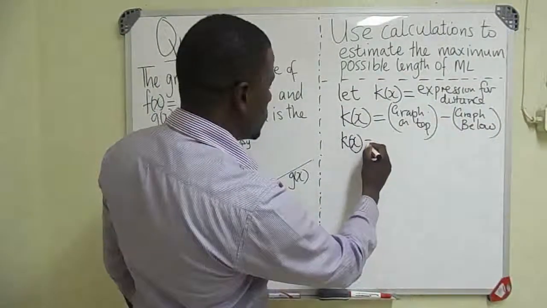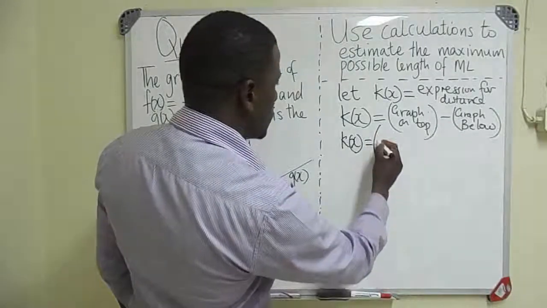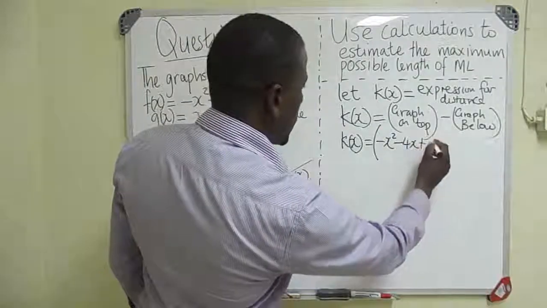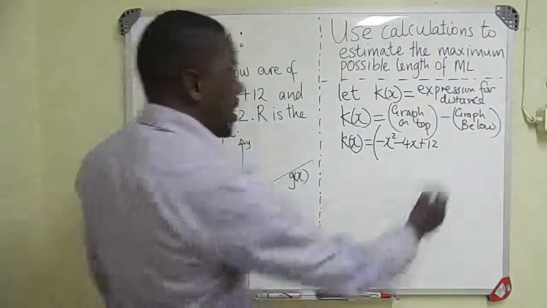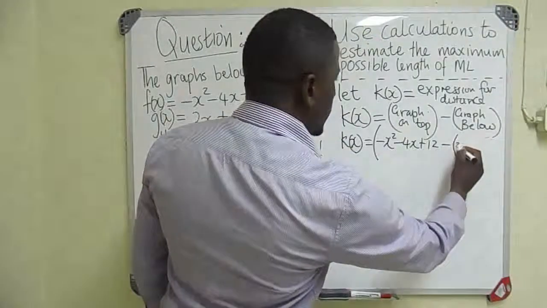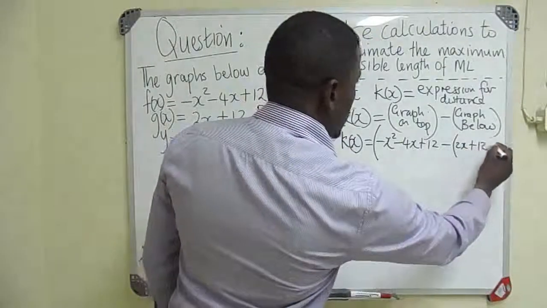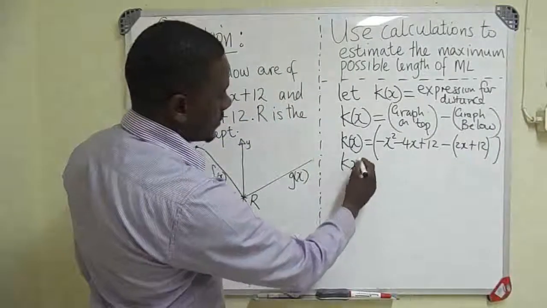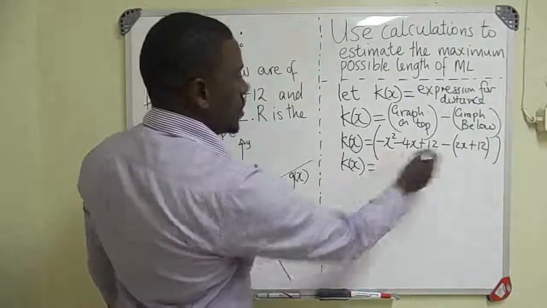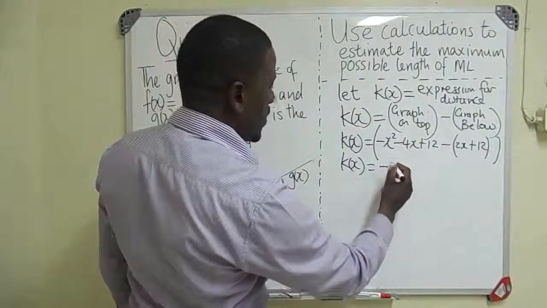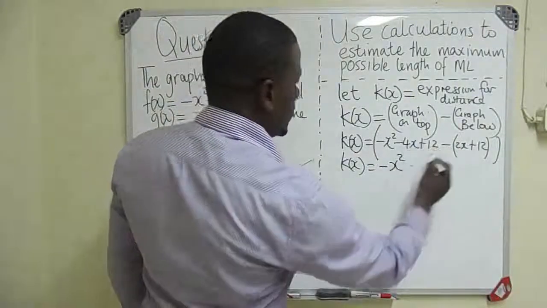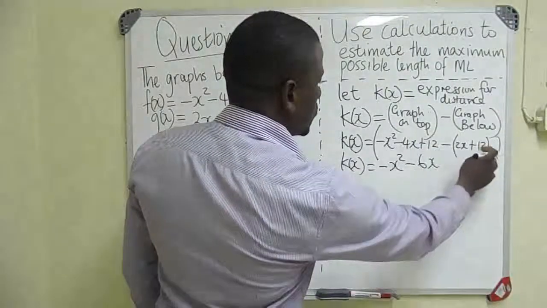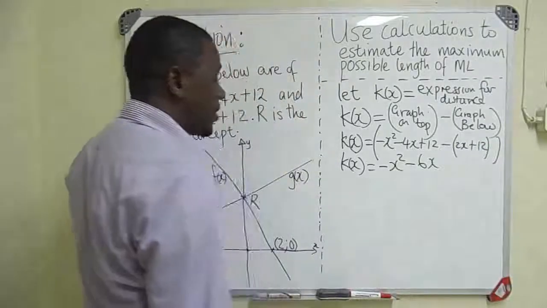So k of x, our expression, will be equal to minus x squared minus 4x plus 12 minus open bracket 2x plus 12 close bracket. So our k of x is equal to, if we simplify here, we get minus x squared minus 6x, and then this 12 becomes 0.